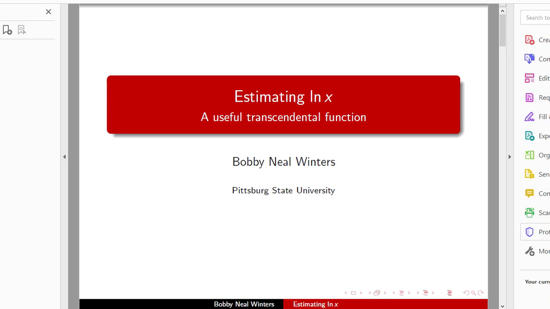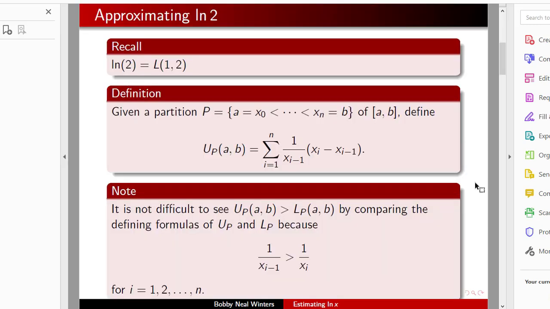This lecture is about estimating the natural log of x, and the natural log, as you recall, is a useful transcendental function. So let's get started. And we'll start kind of thinking about specifics. We want to find an approximation for the natural log of 2 before this is all over.